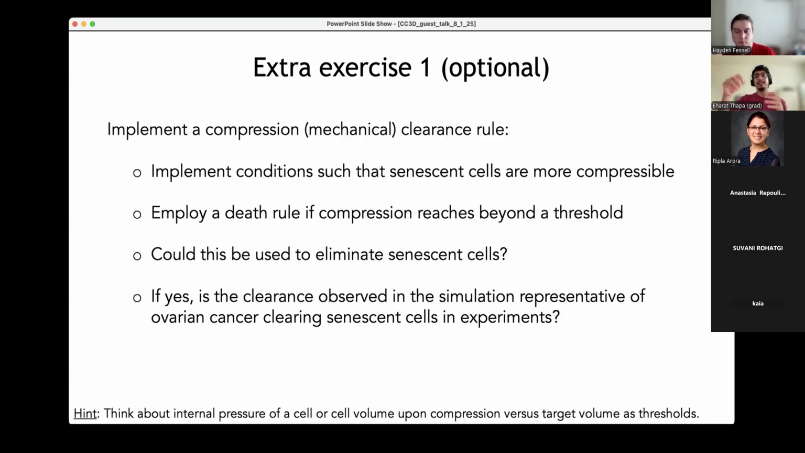You would see them getting cleared even for the senescent cell which is isolated away from cancer. And that is not what we see in experiments. And so that's why that model, or that clearance rule, is not applicable here.